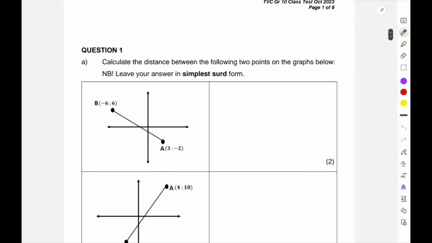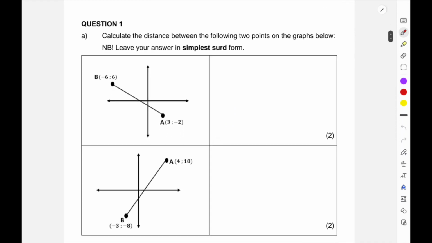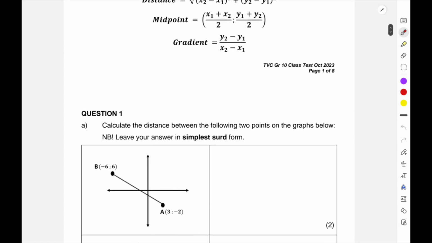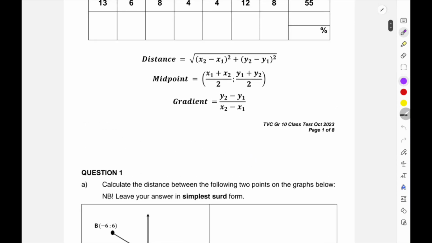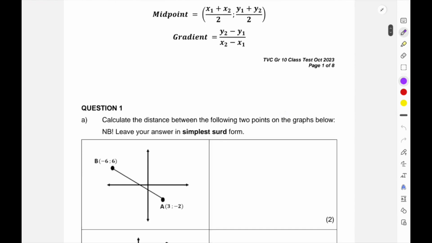Question 1 says calculate the distance between the following 2 points on the graphs below, and very important, leave your answer in simplest surd form. Okay, so just a very easy question to start off with. The distance formula is also given to you. It won't be given as this is the distance, this is a midpoint. You just have to be able to pinpoint which one you need to use.